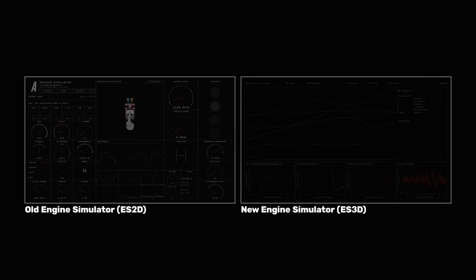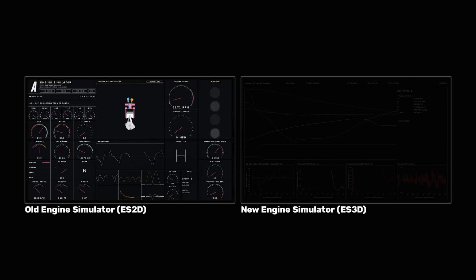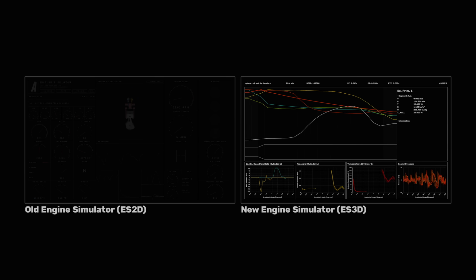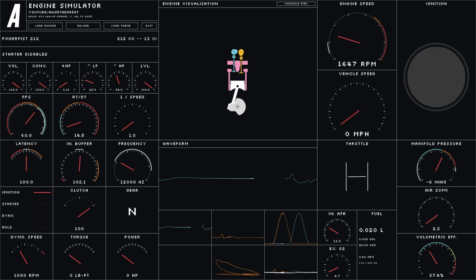Alright, now that we have some reference audio, let's move over to the simulation realm. We're going to be comparing two simulators today, the old engine simulator and the new version I'm working on. First, let's listen to the audio from the old engine simulator so we know our starting point.